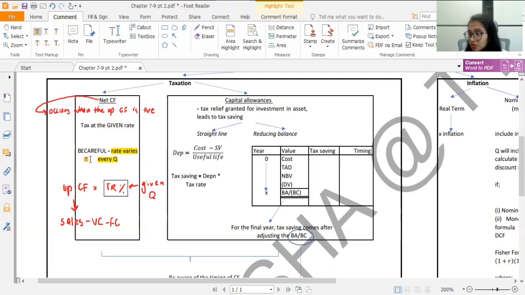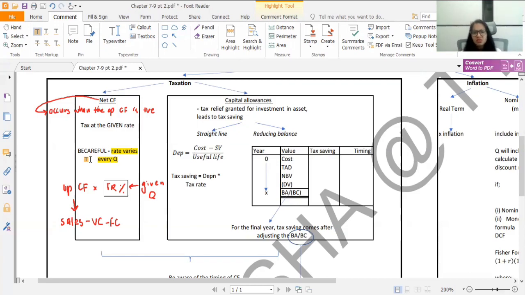Okay? Now, I just want to remind you of another thing, okay? That whenever you look at the question, you need to ensure that you identify whether the question requires you to calculate the cash flow with tax or without tax. Because some questions, he might say ignore taxation. If he says ignore taxation, I want you to make sure you do not put any taxes.